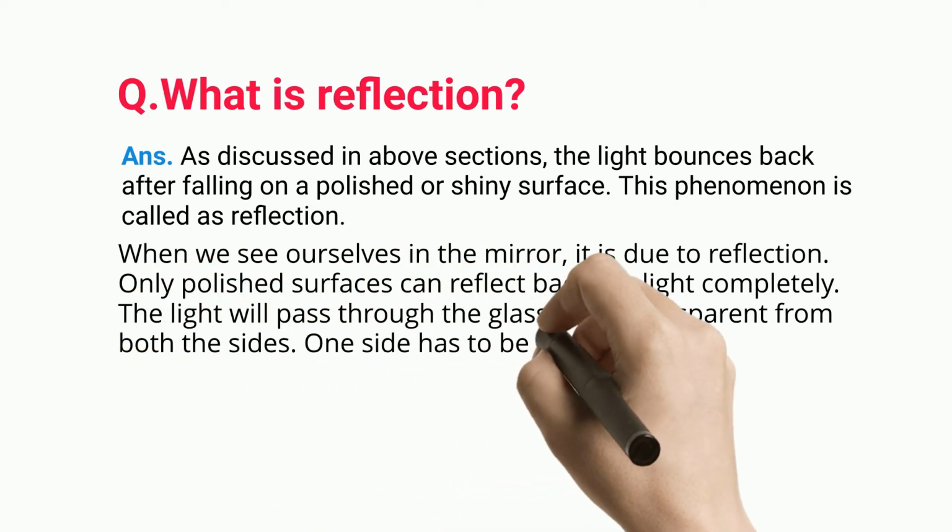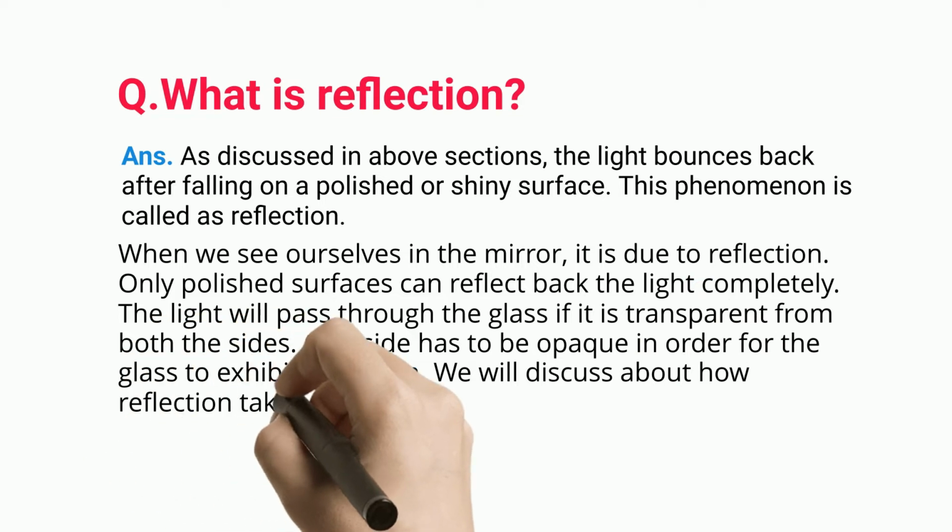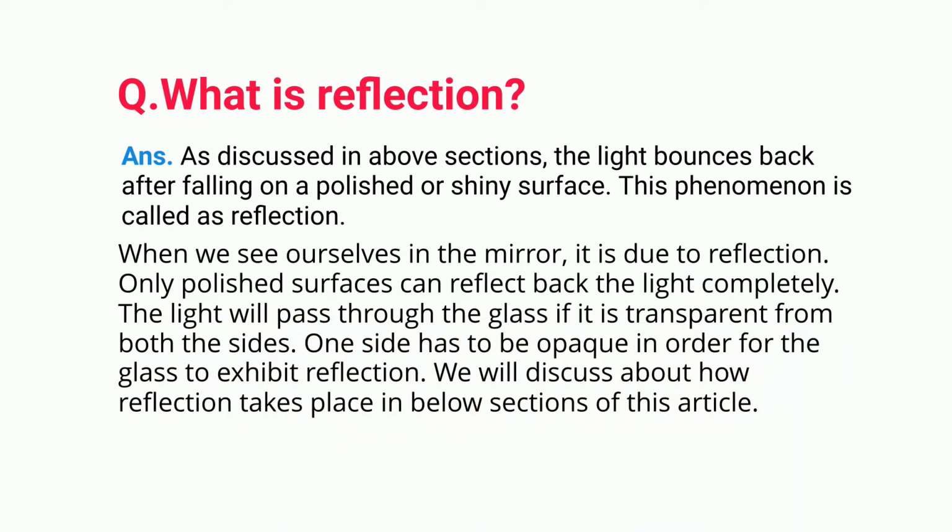The light will pass through the glass if it is transparent from both sides. One side has to be opaque in order for the glass to exhibit reflection. We will discuss how reflection takes place in below sections of this article.